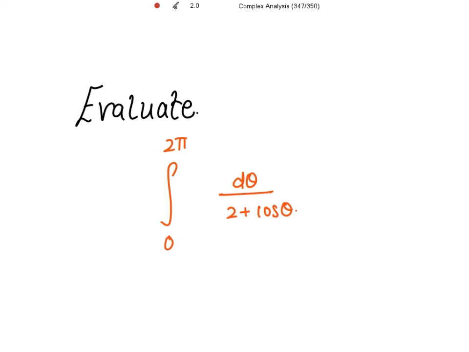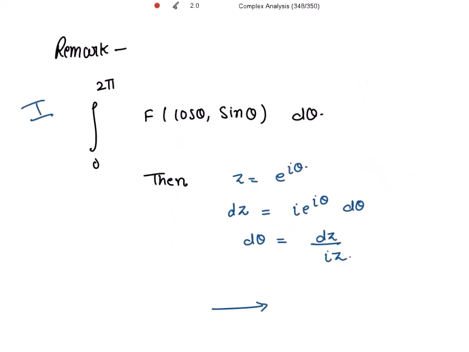Good morning. We need to evaluate this integral, right? And the integrand is involving the cosine function. For these kind of integrals, we always take z equal to e to the power iota theta, and then we get dz and then find cos theta or sin theta in terms of z. So before starting with the solution, let's read some remarks.